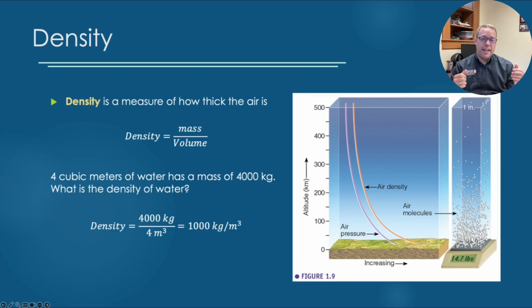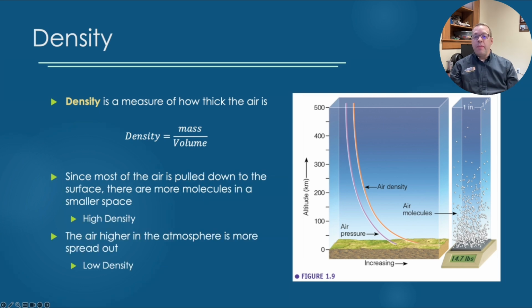If a particular gas has a density of 1.7 grams per cubic centimeter, then it means that if you have 1 cubic centimeter of that gas, it would have a mass of 1.7 grams. Okay? Now, since most of the air is being pulled down to the surface, you're going to have a lot of molecules crammed into a smaller space. So you have a certain amount of mass crammed into a small volume. And when you divide by a small volume, you're going to end up with a high density.